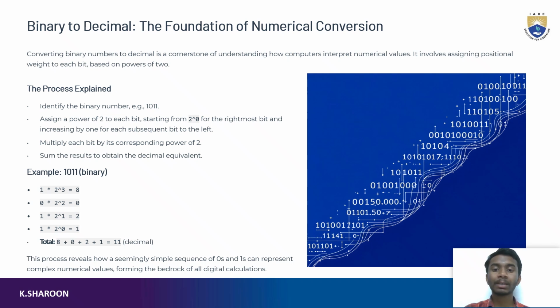Binary to decimal, the fundamental of numerical conversion. Converting binary numbers to decimal is a cornerstone of understanding how computers interpret numerical values. It involves assigning positional weight to each bit based on powers of 2. The process explained, with an example of the binary code 1011. This process reveals how a seemingly simple sequence of zeros and ones can represent complex numerical values, forming the bedrock of all digital calculations.